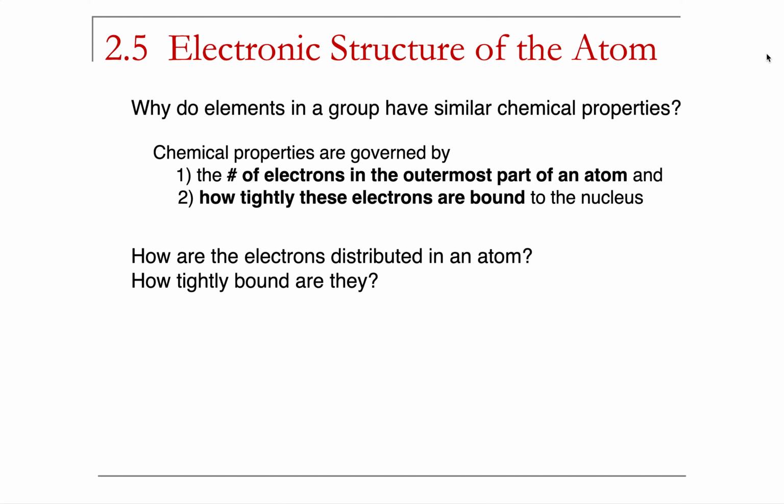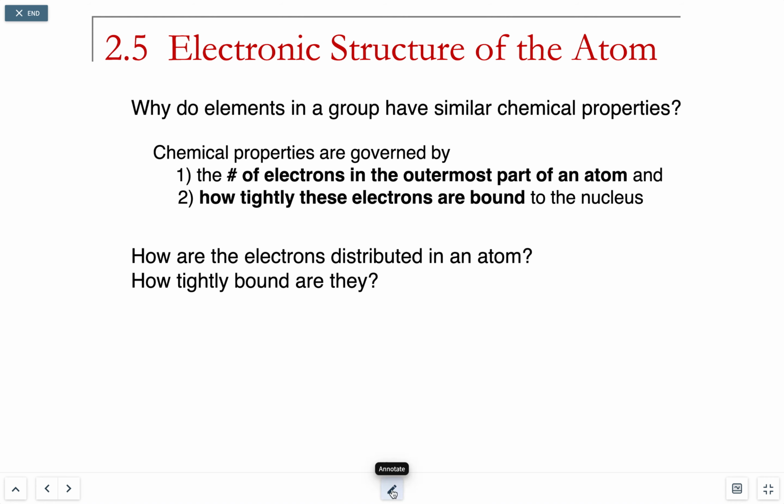The other thing that we'd like to address is this periodic pattern that we see in the table of the elements called the periodic table. This periodic pattern is namely this one: why do elements in a group have similar chemical properties? So what do we mean by that?